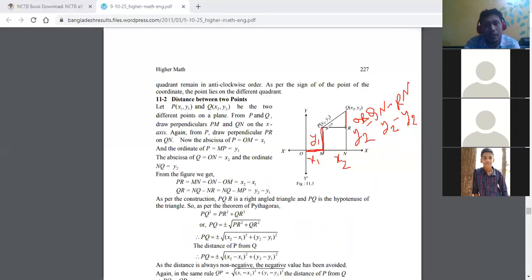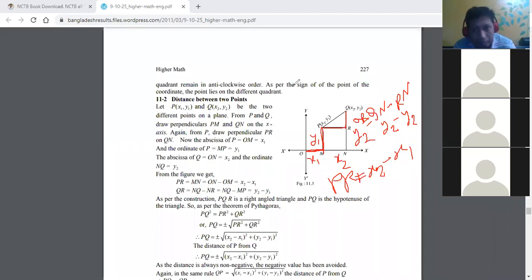Now tell me what is PR. PR equal to what? Very easy. X2 minus x1, because the total is x2, ON is x2, OM is x1. So PR will be x2 minus x1. That is PR. Now we want to get PQ. So this is a right angle triangle PQR, where R is 90 degrees. So PQ square will be PR square plus QR square.